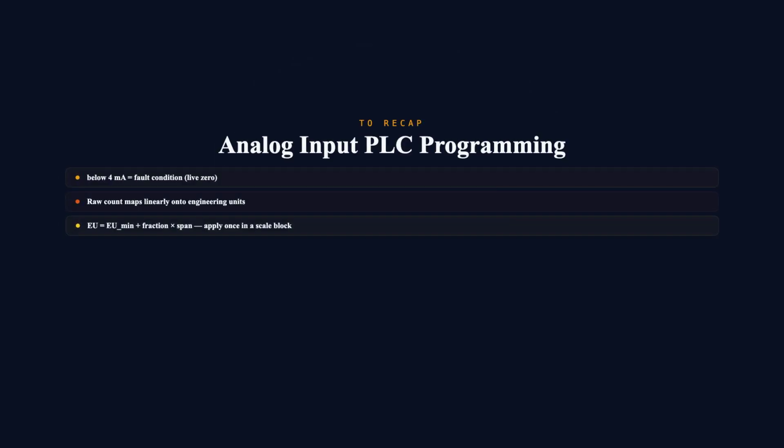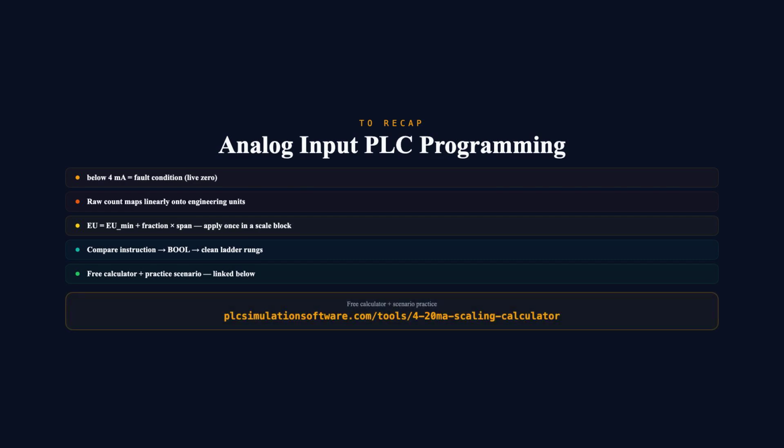To recap, 4 to 20 milliamp starts at 4 because live zero gives you broken wire detection. The raw count from your analog module maps linearly onto the signal range. The scaling formula is a linear interpolation: raw fraction times engineering unit span plus engineering unit minimum. Apply it once in a math block, store the result as a real value. Then drive Boolean threshold bits with compare instructions. Keep the rungs Boolean.